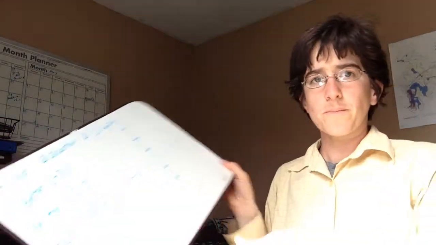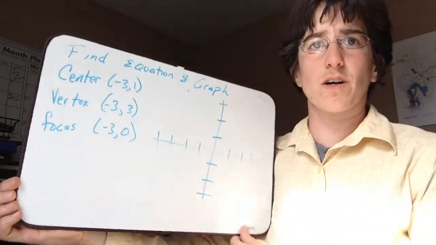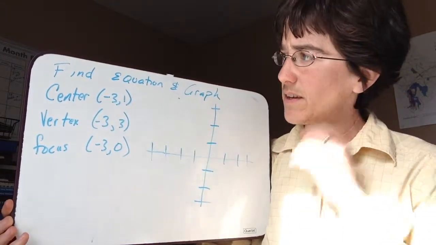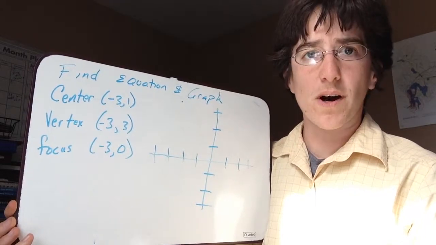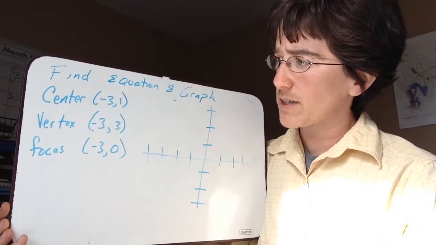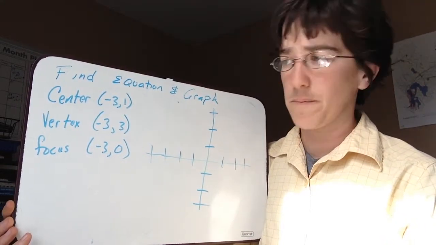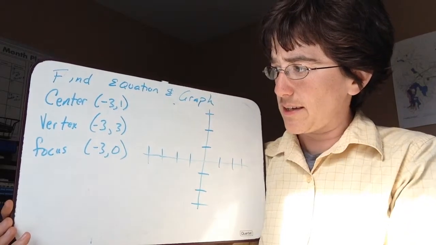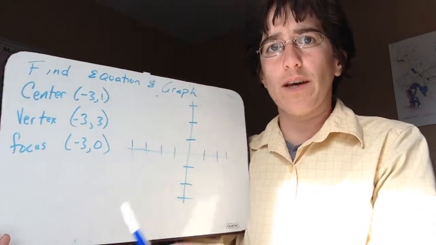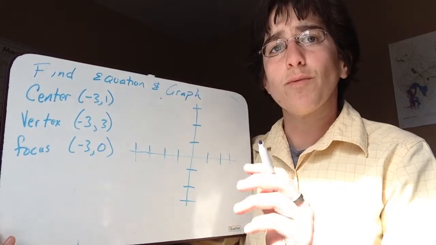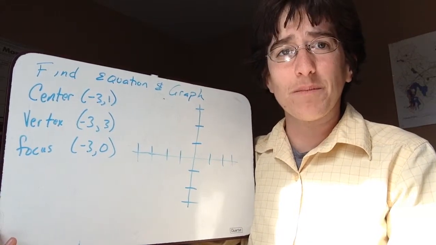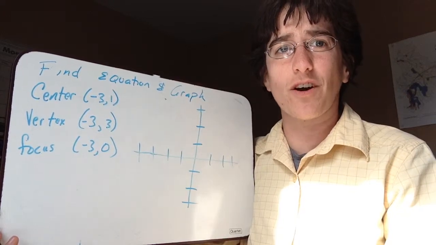So let's look at some information and see how to actually do this. Here's our problem. We are given a center at (-3, 1), a vertex at (-3, 3), and a focus at (-3, 0). So we're going to go ahead and plot these points on our graph, remembering that with an ellipse, symmetry is our friend.